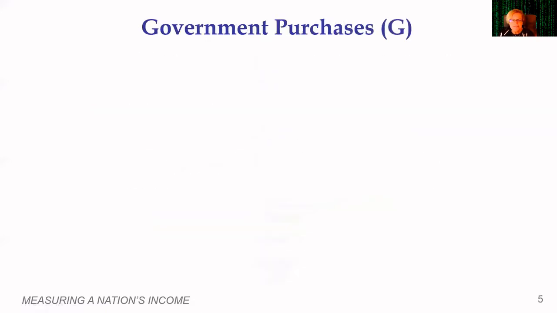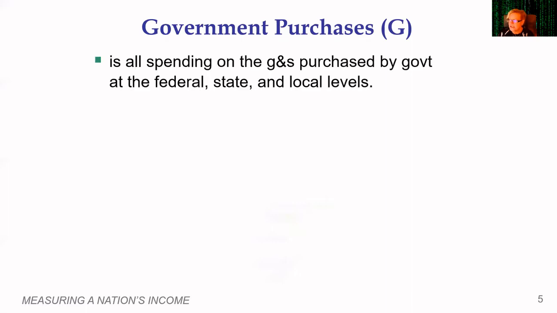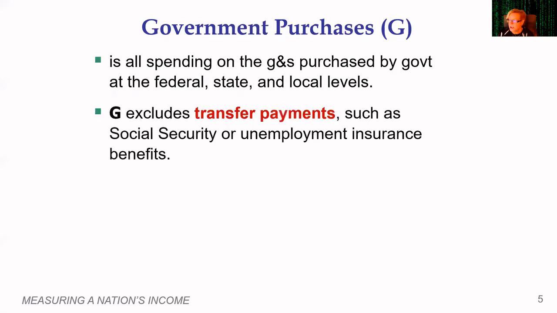Government purchases is also a pretty large portion of GDP, but it is not the largest, especially when you talk about federal, state, and local levels, pretty big. Now, there are some things which are not included, and one of them is really important, and that is transfer payments. Transfer payments, so the G excludes transfer payments.